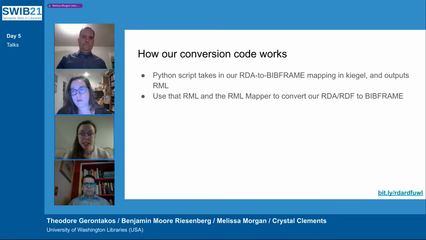And this Python script takes that Kegel and converts it into RML. This is what I'll be talking about today. And then the second part is a separate Python script, which takes our RDA RDF data and converts it into BIBFRAME using the RML that we generated in this first step.